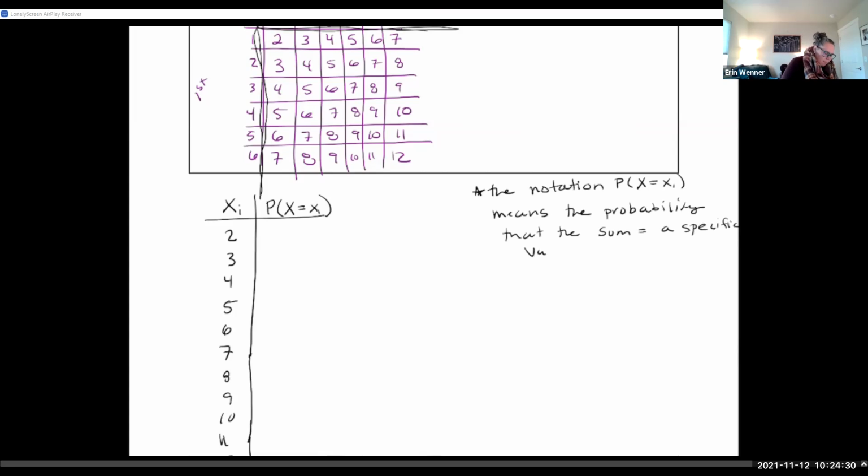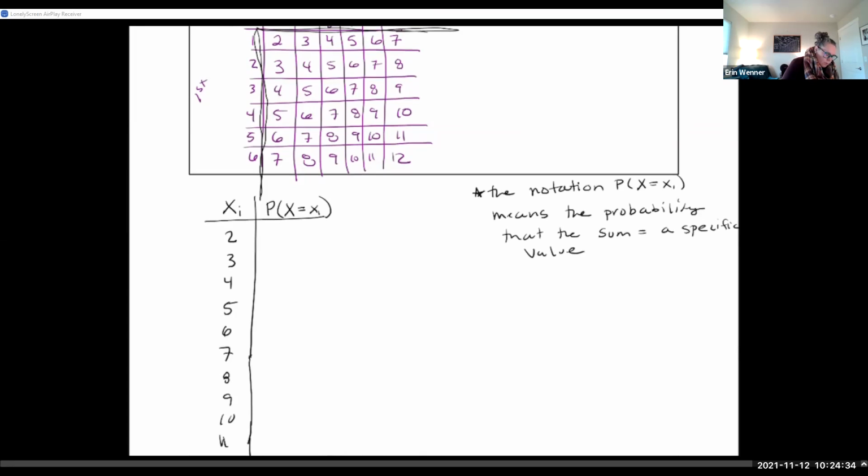So what is the probability that the sum equals 2? Well, remember, there's 36 total possible outcomes here, assuming that order matters, right? We're assuming that we roll dice 1 and then we roll dice 2. So 2 occurs once out of our 36, so it has a probability of 1 out of 36.